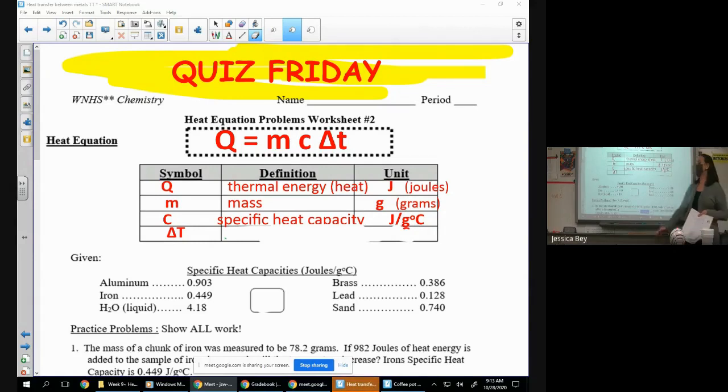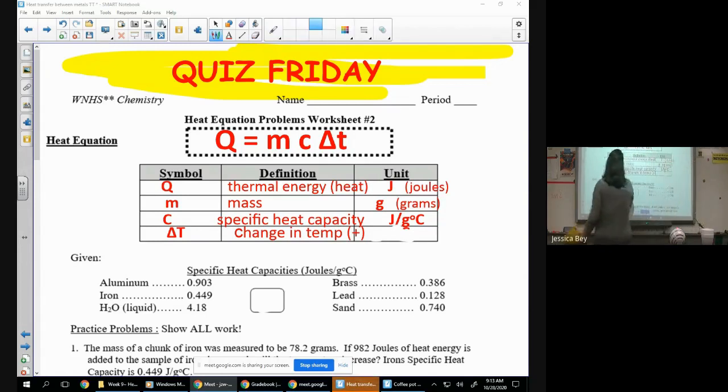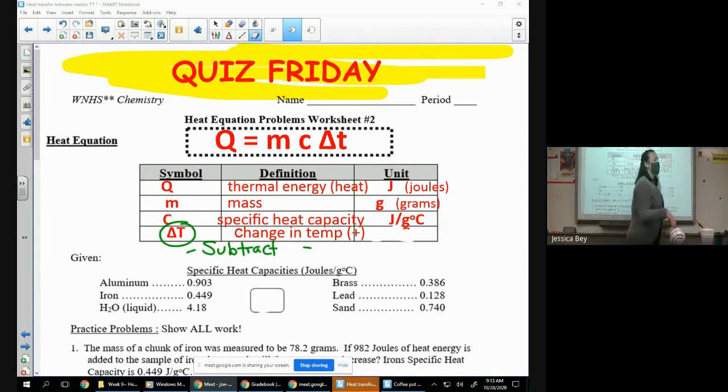And then delta T is change in temperature. If you want to remind yourself, whenever you're trying to find a delta T, you subtract. If it says it starts at 50 degrees and ends at 75 degrees, you know your delta T is 25. Okay, and that is always in degrees Celsius. Okay, awesome. So what we're going to do today is give you a little bit of time to go through.